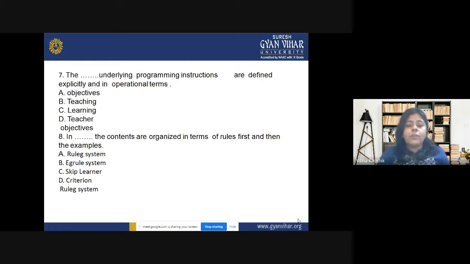Now the seventh one, the dash underlining program instructions are defined in explanatory and in operational terms. So, which has been defined through program instructions, and these are defined in explanatory and in operational terms.